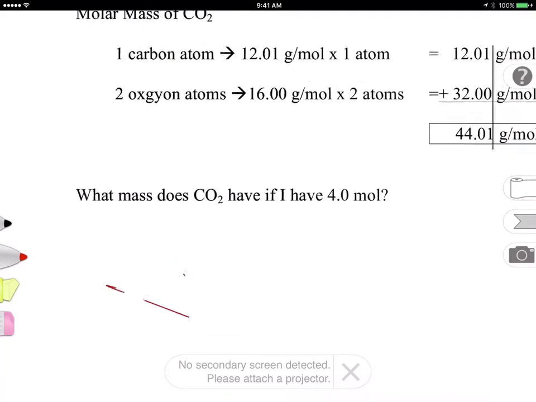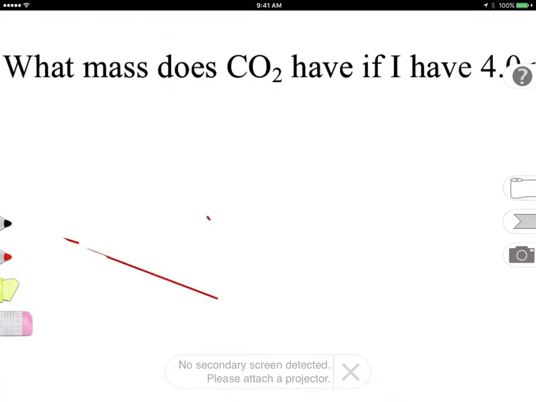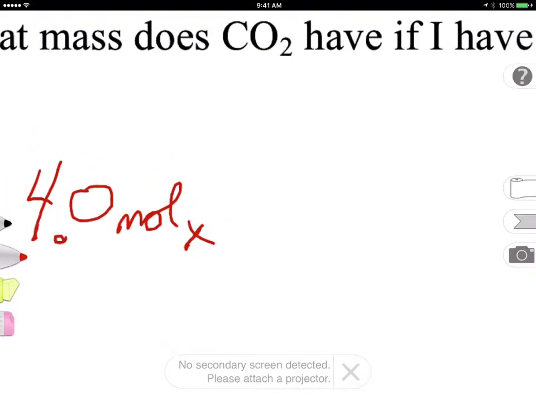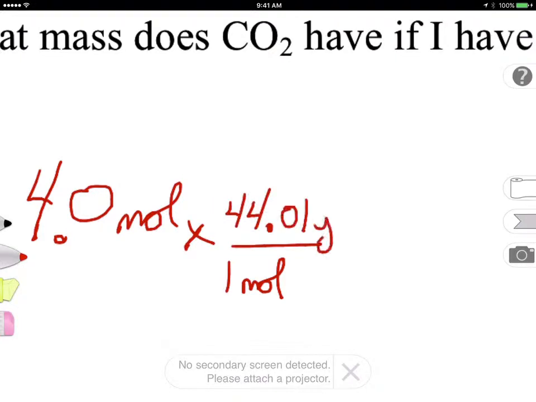Okay, always start with what information is given to you in the problem. Sorry for that line, we'll get rid of that here. I have to zoom in so I can write better. Alright, and we're going to start with what I know. So I know that I have 4.0 moles, and I want to get rid of that mole, so what I'm going to do is divide by 1 mole, always going to be 1 mole, and we want to know the mass, and that was that number from earlier, which is 44.01 grams.